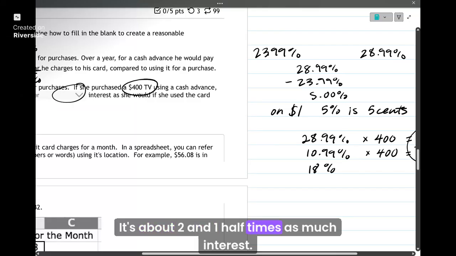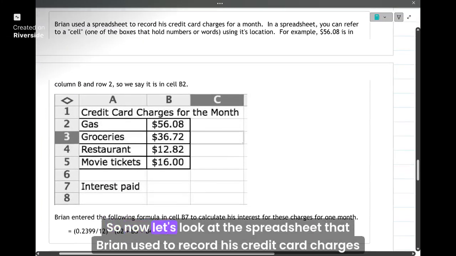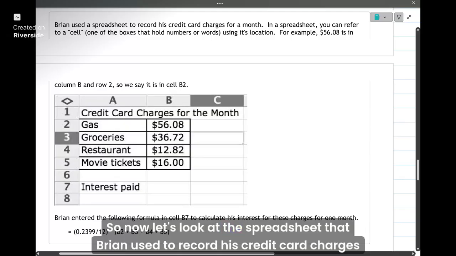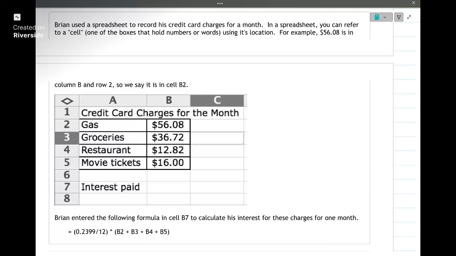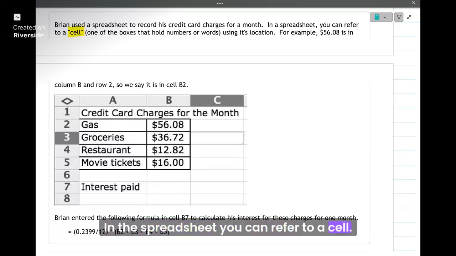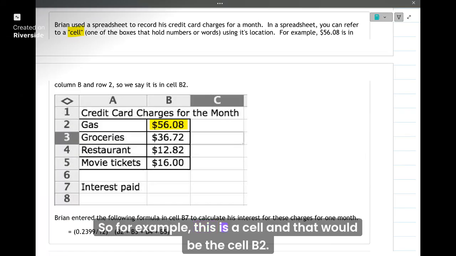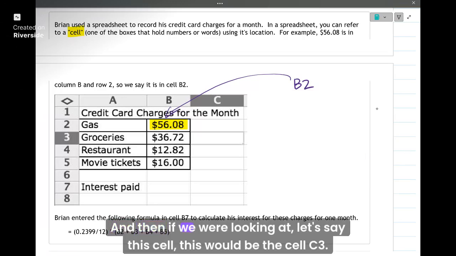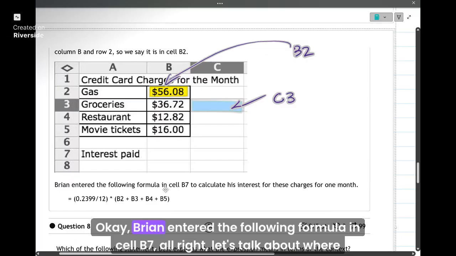About 2.5 times as much interest. Okay, so now let's look at the spreadsheet that Brian used to record his credit card charges for the month. In the spreadsheet, you can refer to a cell. So for example, this is a cell, and that would be the cell B2. And then if we were looking at, let's say, this cell, this would be the cell C3.